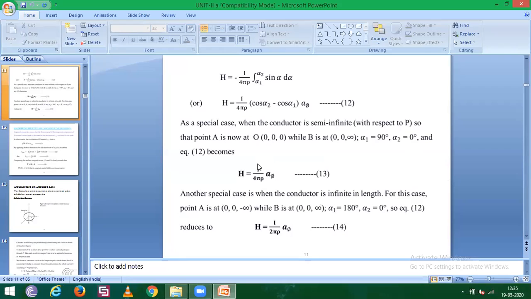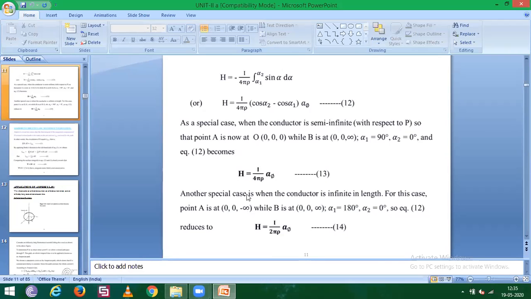Sorry, one point is at 0, that is the origin. A point is at origin, B is at infinite. Then these are the angles. If A is at infinite, that is completely negative, and B is at positive infinity, that is completely above, then the angles will come down to 180 degrees and alpha 2 is equal to 0. So overall the magnetic field intensity is 1 by 2 pi rho a phi, right?